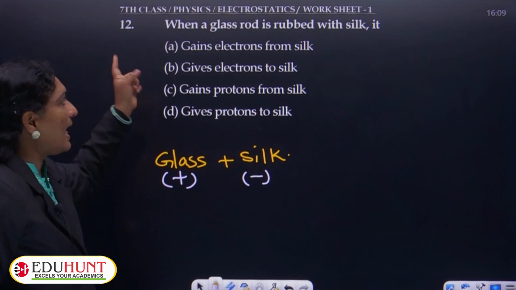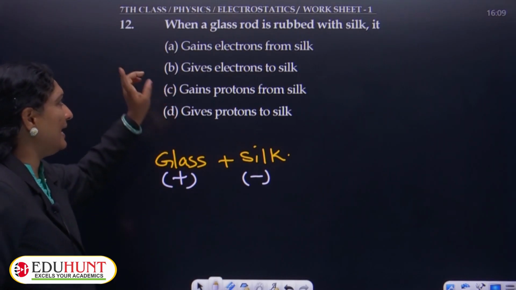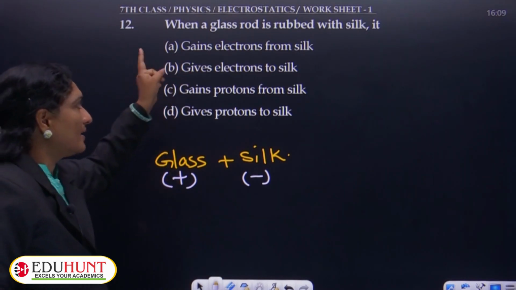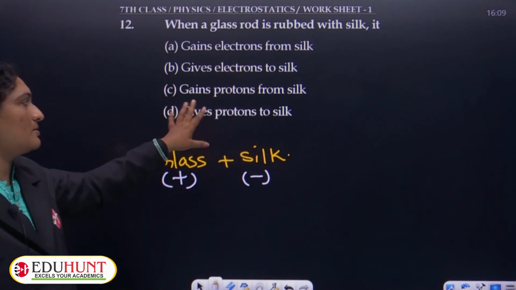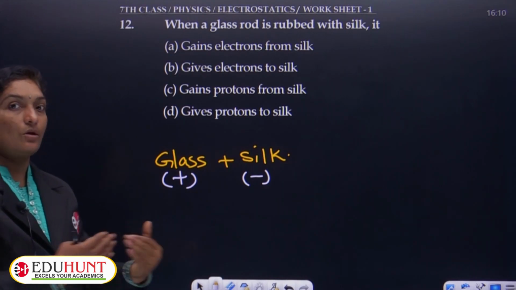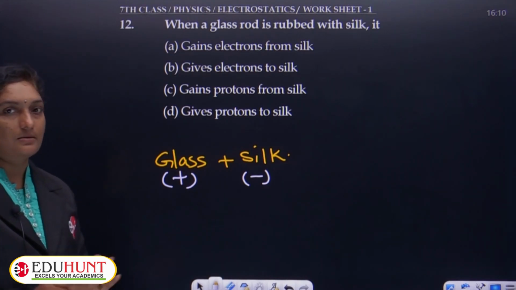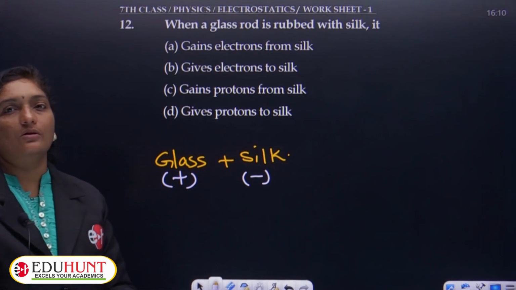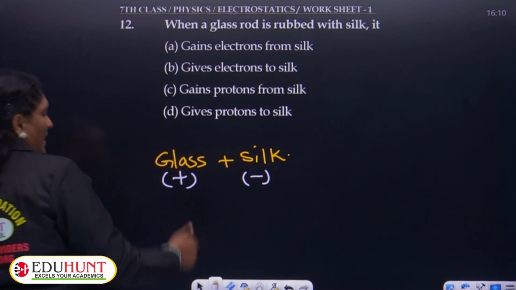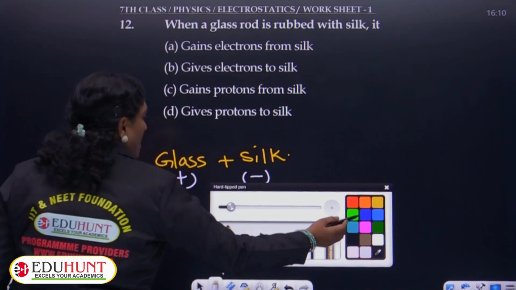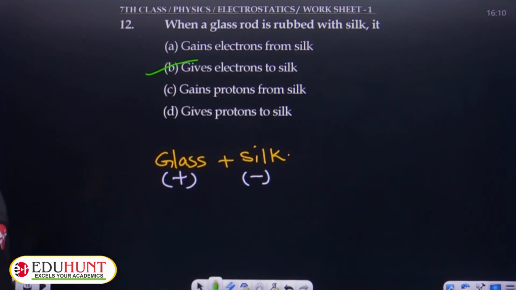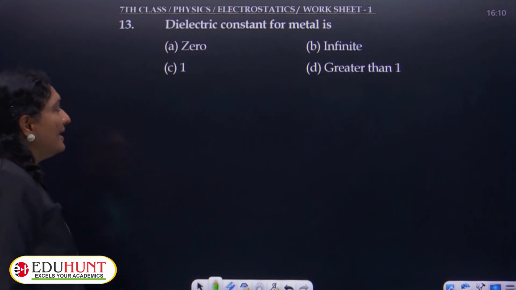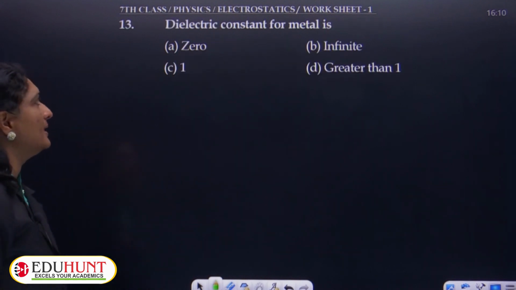So when a glass rod is rubbed with silk, the glass rod gives electrons to the silk. We are talking about only electrons being in motion, not the protons. So it loses its electrons to become positively charged. Hence the correct option is option B, that is, gives electrons to silk. Now moving to the next one, dielectric constant for metal is.